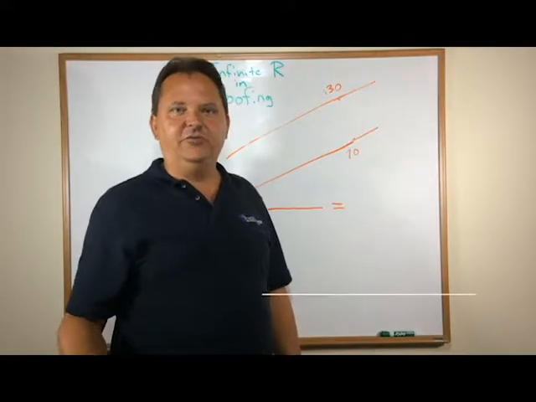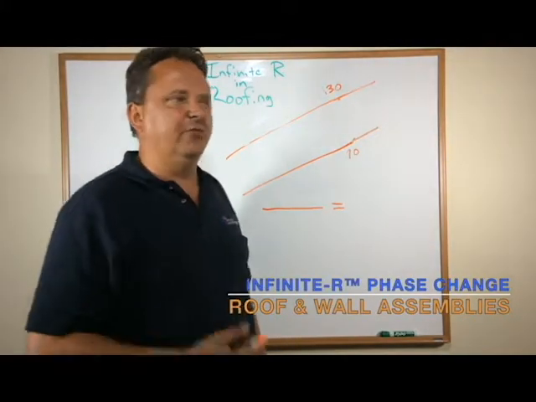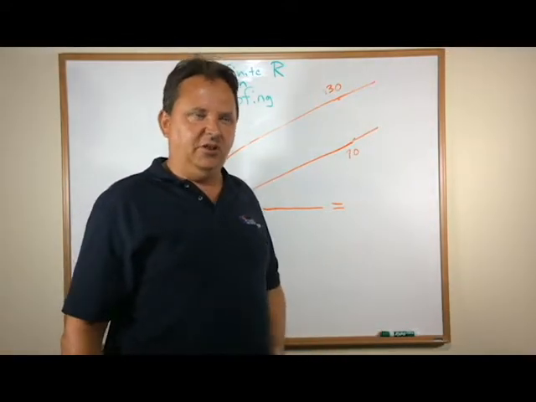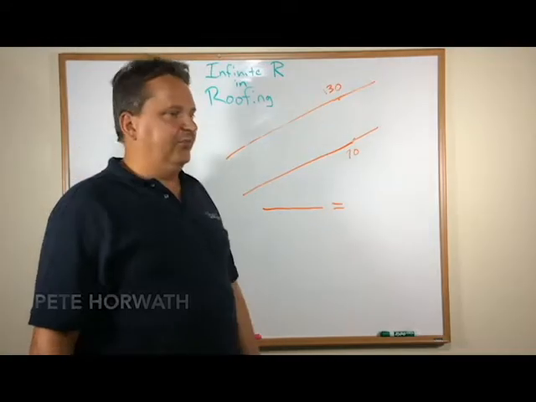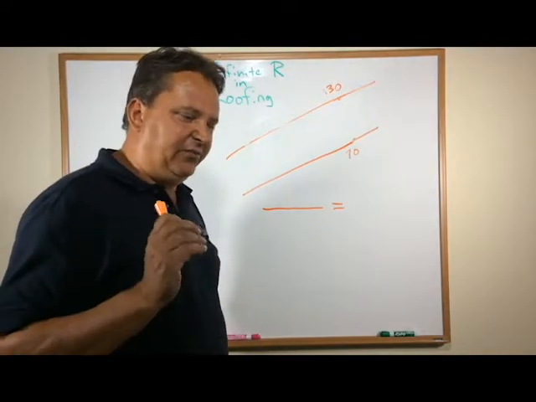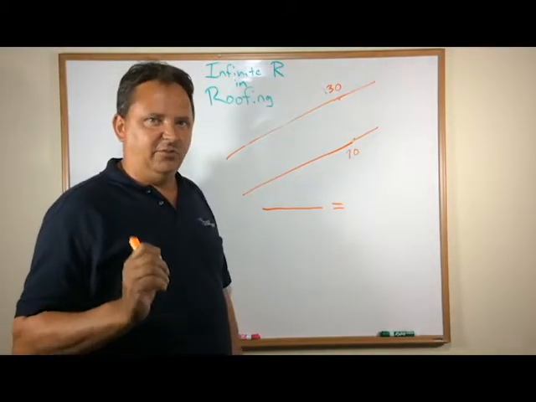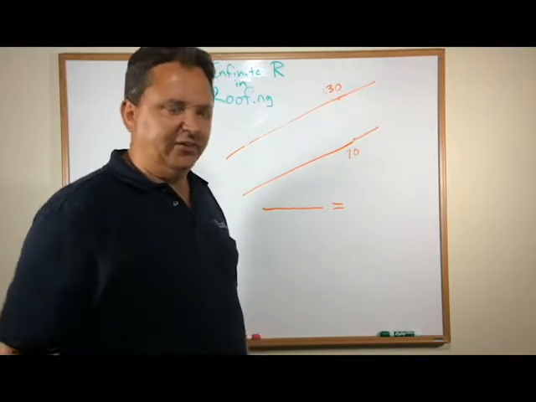Why should we include infinite R phase change materials in our roof assemblies? Why don't we just go out and double the insulation value, for example? Wouldn't that give us the same amount of savings? And the answer is phase change really affects the building envelope in a much different way than just doubling the insulation value. Let me show you this as an example.